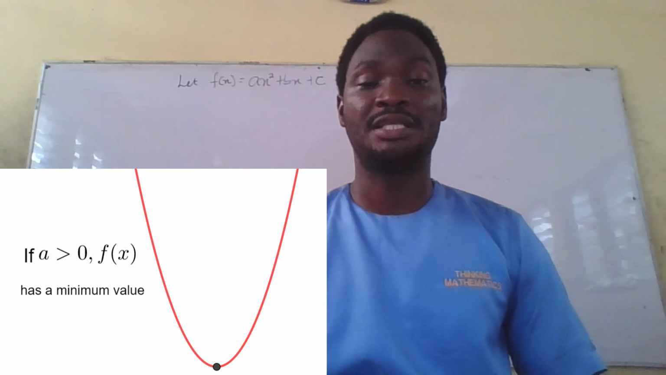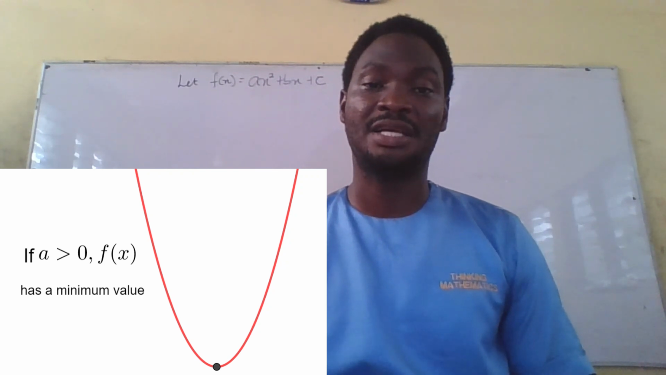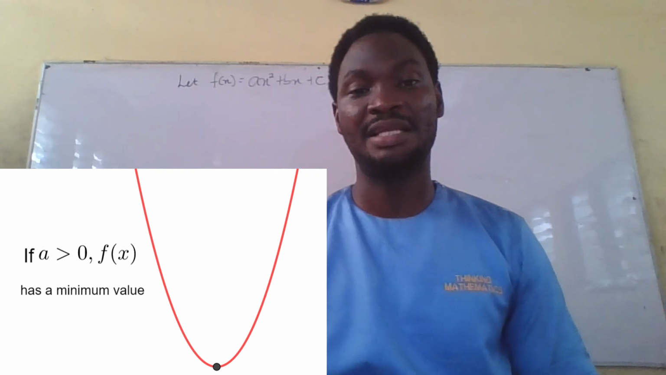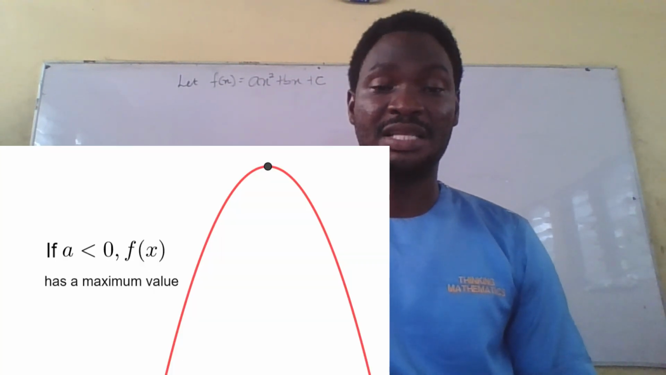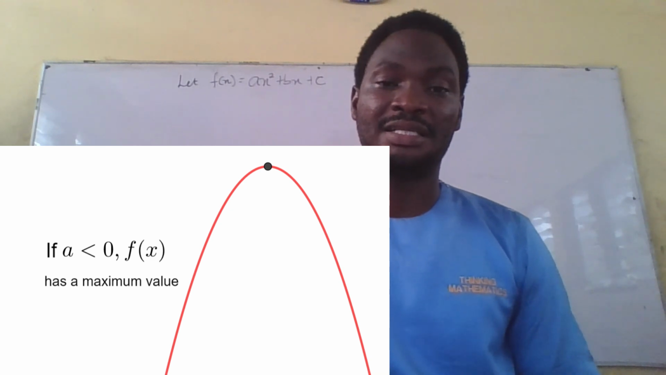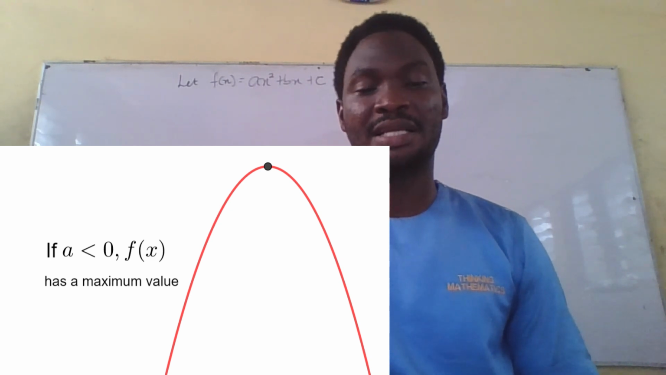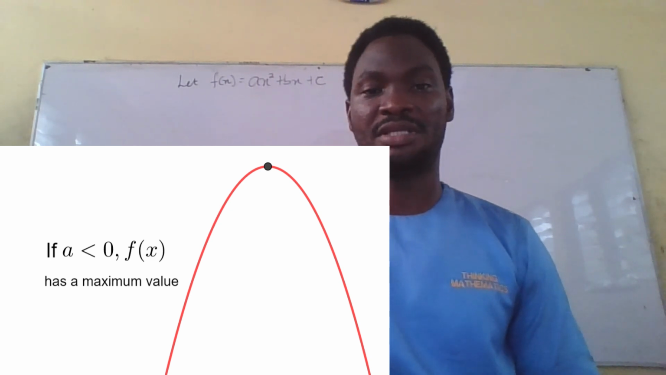We have told you that if the leading coefficient of a quadratic function is positive, then the function has a minimum value and its curve has a minimum point. Whereas, if the leading coefficient is negative, the function has a maximum value and its curve has a maximum point.